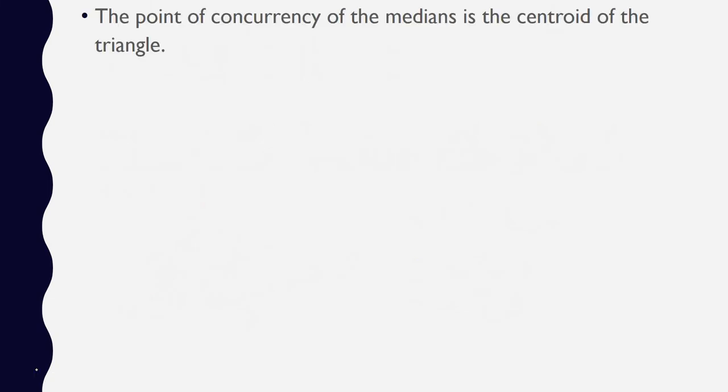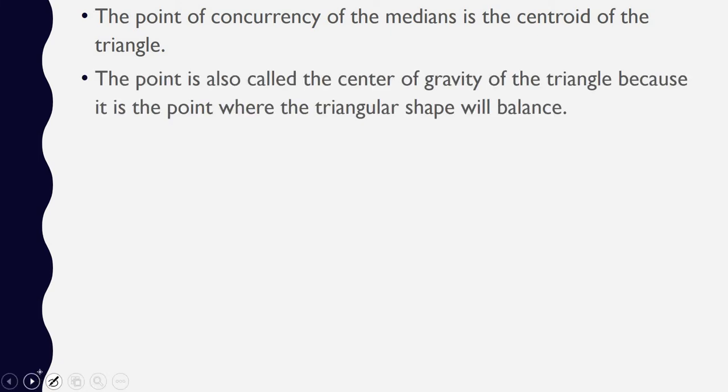So a little bit more information about that. The point of concurrency of the medians is called the centroid of the triangle. The point is also called the center of gravity because it's the point where the triangular shape will balance. So again, the centroid is the word that we're really worried about.